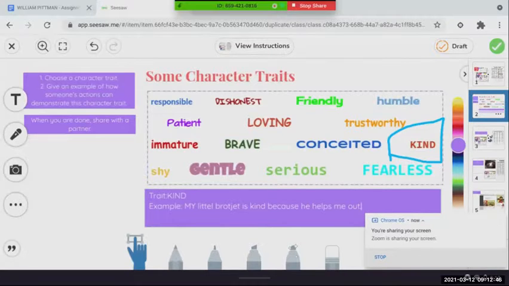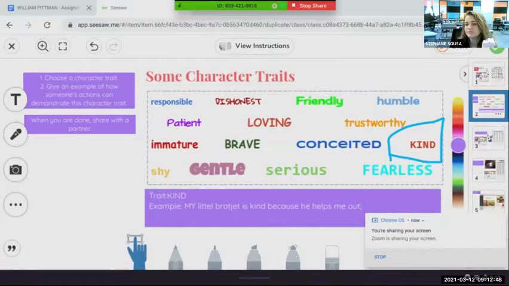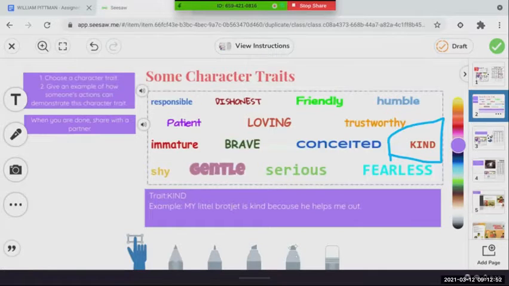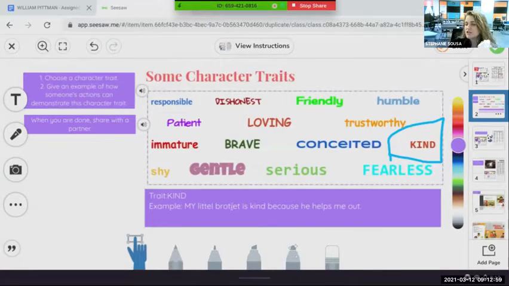William, did you have one to share? It's about my little brother. All right. So I chose kind. Okay, and how do you know he's kind? He's kind because he helps me out a lot. Okay, and that is a kind thing to do. It shows that you are nice to someone or that you care about them. Awesome, thank you for sharing.